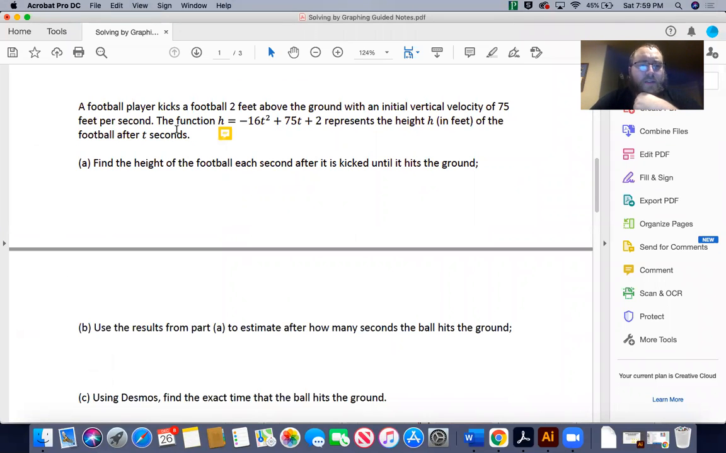So this represents a football player kicking a football 2 feet above the ground with an initial vertical velocity of 75 feet per second. The function h equals negative 16t squared plus 75t plus 2 represents the height h in feet of the football after t seconds. Find the height of the football each second after it's kicked until it hits the ground.